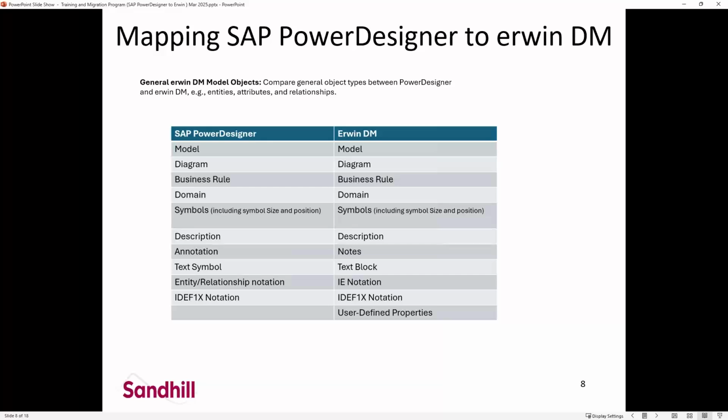Business rules will be a little bit different. If you've used the business rule in PowerDesigner as a, let's say, process type model, it'll still come over, but it'll be what's called a UDP. And you'll have to decide how you want to handle the business rule as a UDP in Erwin, because there's not a one-to-one on that.